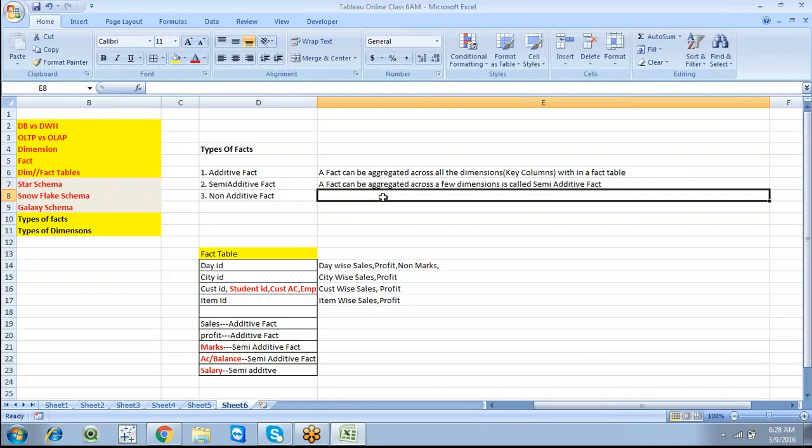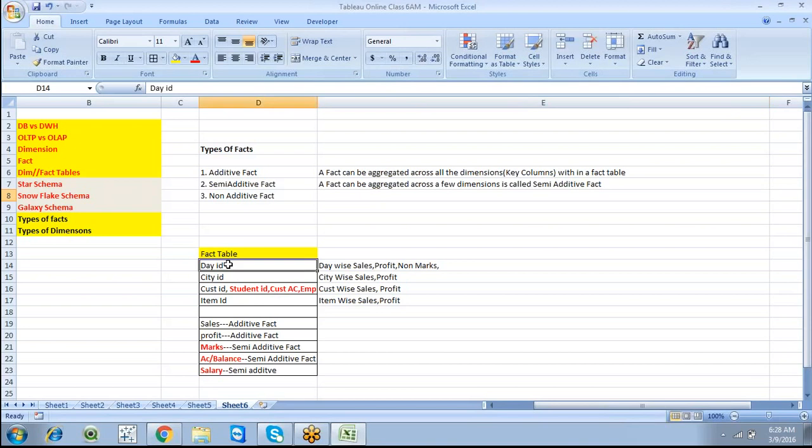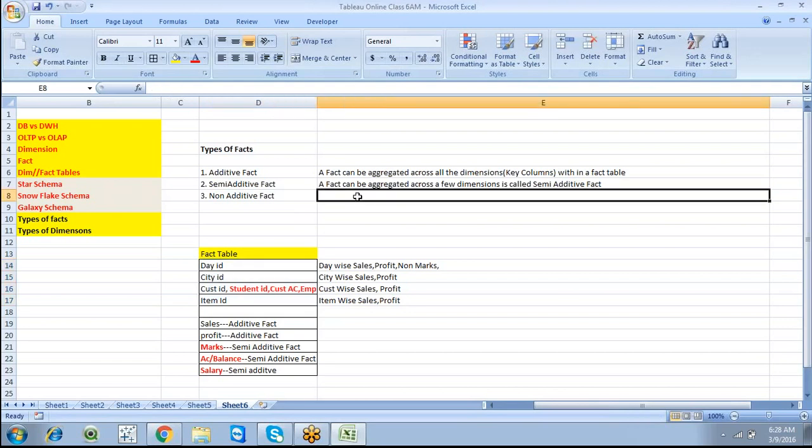So this is one particular definition: a fact that can be aggregated across a few dimensions is called a semi-additive fact. Just remember, within a fact table we are not going to differentiate another dimension table or anything. And then non-additive facts. This is one point where you can expect an interview question.